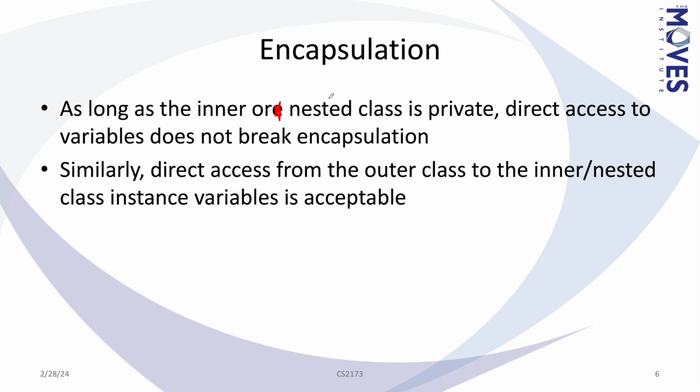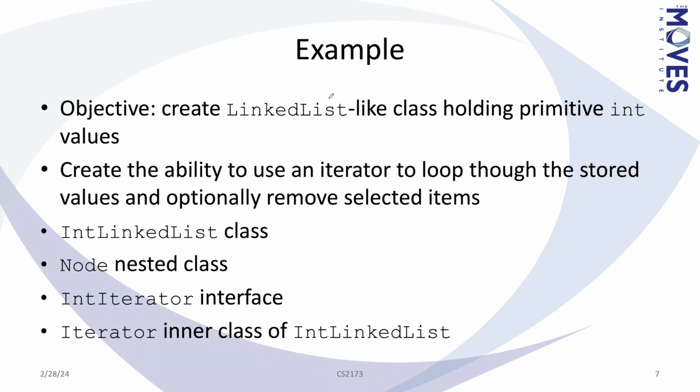So direct access from the outer class to the inner class's nested instance variables, that is acceptable. And we'll see an example. Normally, if I have one instance referring to stuff in another, I always want to use a getter, if it's just normal objects. But if they're encapsulated, then I don't need to do that, and it doesn't violate encapsulation. Again, this is as long as everything is private. So we'll see an example of that right now.